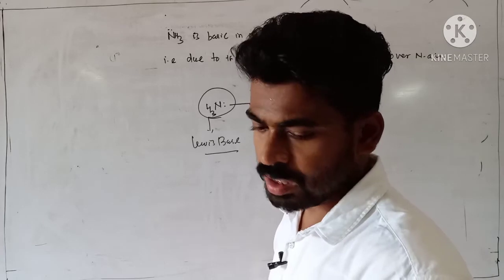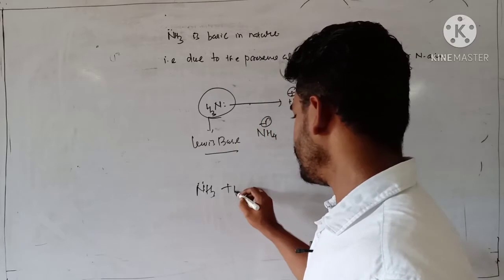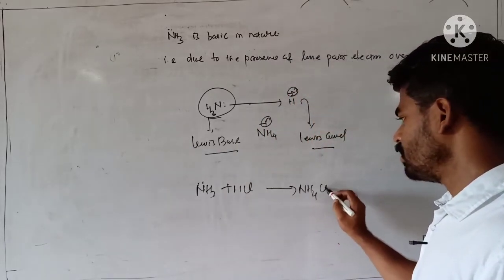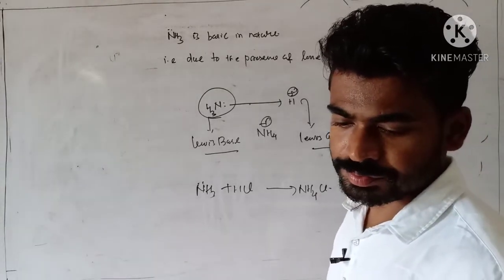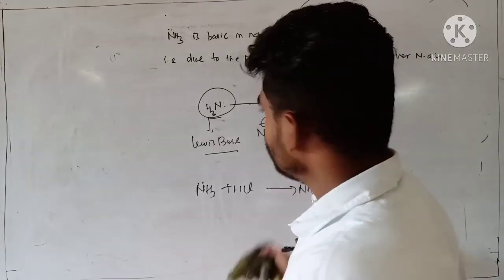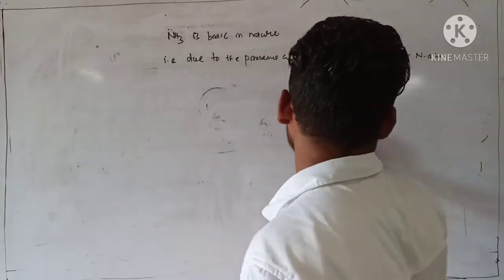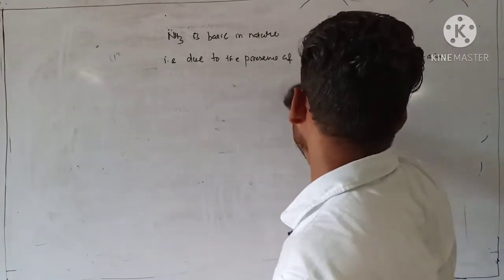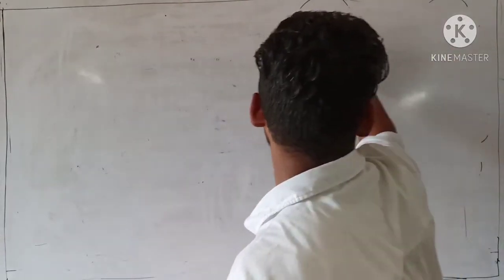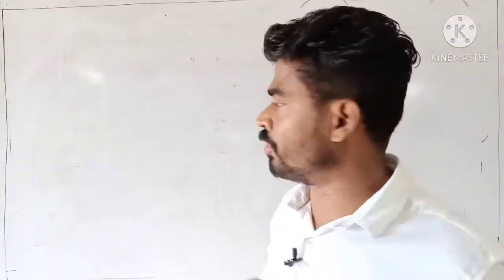Then if you treat ammonia NH3 with any acid, let's say HCl, it will give you the salt NH4Cl, ammonium chloride. Next we will discuss a very important chemical property, that is oxidation of ammonia.